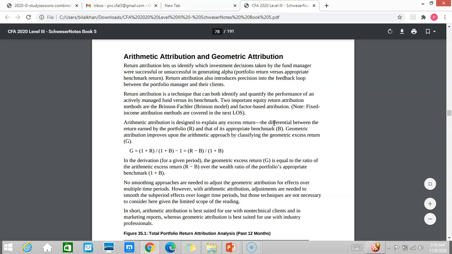So moving on to arithmetic attribution and geometric attribution. Arithmetic attribution simply explains any excess return as the difference between the return earned by the portfolio and that of its appropriate benchmark. So you take a benchmark and find out what return you have earned and what return the benchmark has earned, and then you find the return differential. That is your arithmetic return. So arithmetic attribution is simply the difference between the return earned by the portfolio and that of its benchmark.